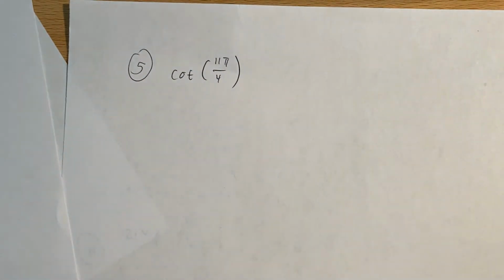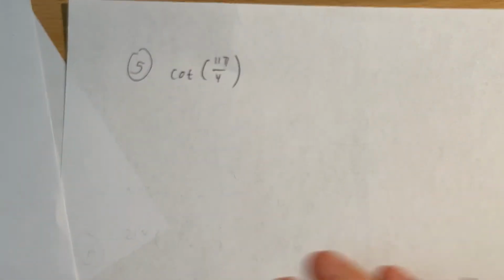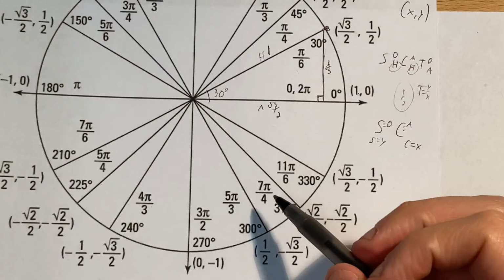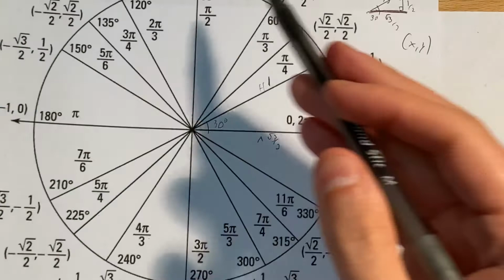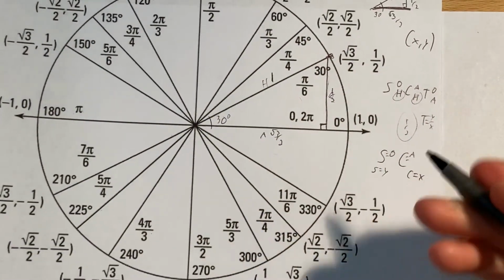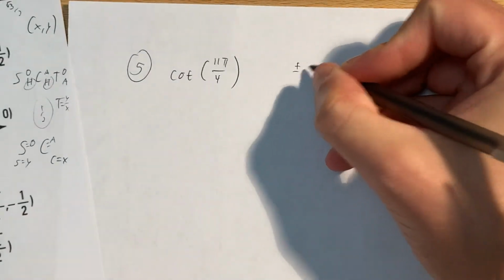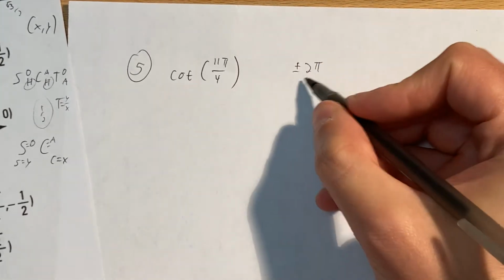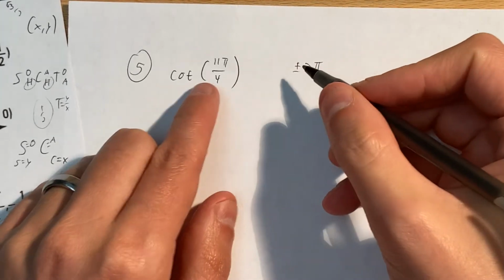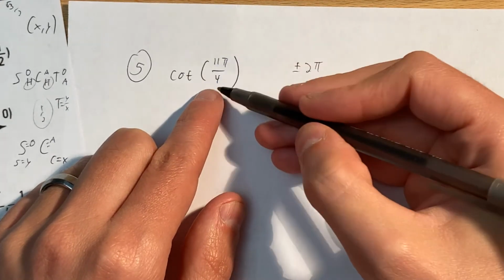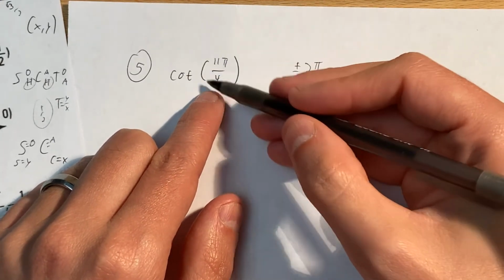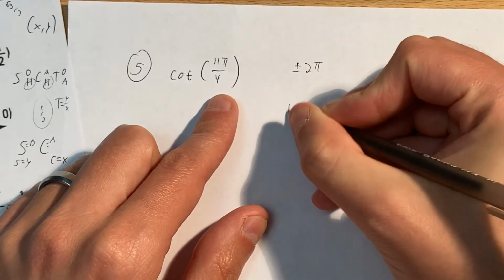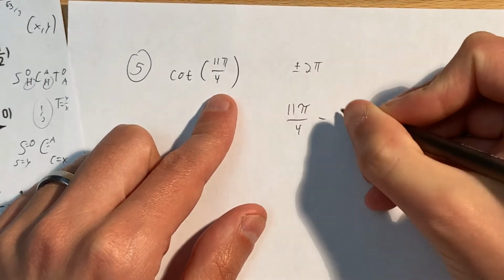Cotangent of 11 pi over 4. Once again, if you try looking at the pi over 4s, it goes to 7 pi over 4. There is no 11 pi over 4. It is too big. So just like in the previous problem, we're going to have to add or subtract 360 or 2 pi. This one's in radians, so it's going to have to be 2 pi. This number is too big, so we're going to subtract 2 pi. So 11 pi over 4 minus 2 pi.